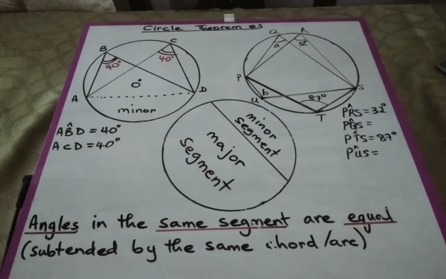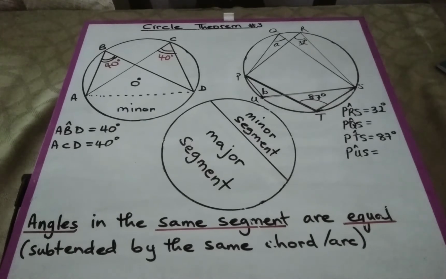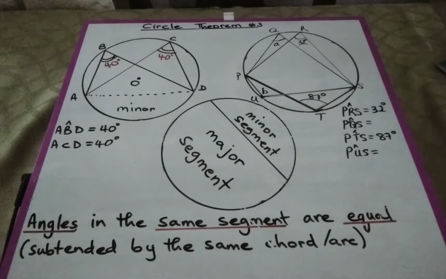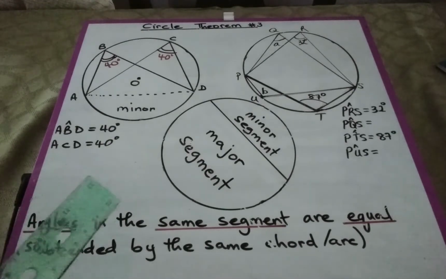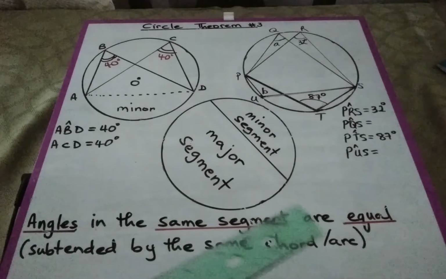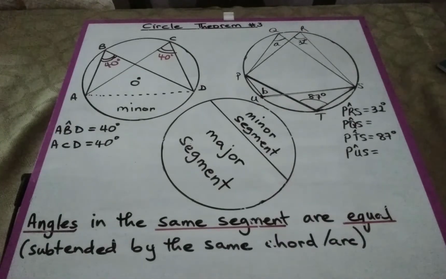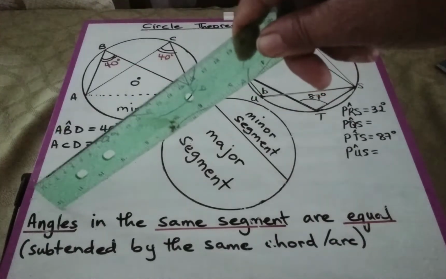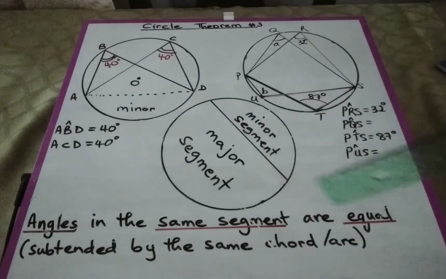For circle theorem number 3, it says that angles in the same segment are equal. Angles in the same segment are equal. Notice I highlight the keywords. It's the angles that are in the same segment are equal.